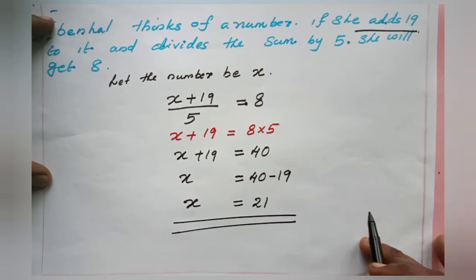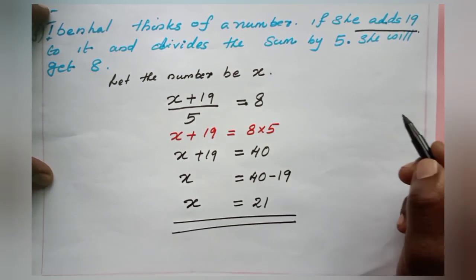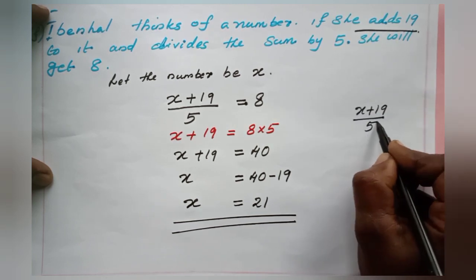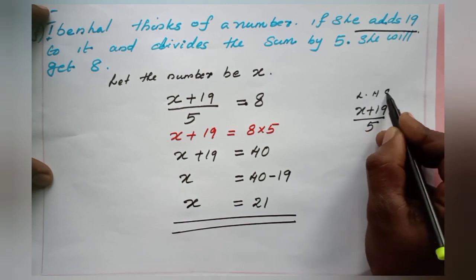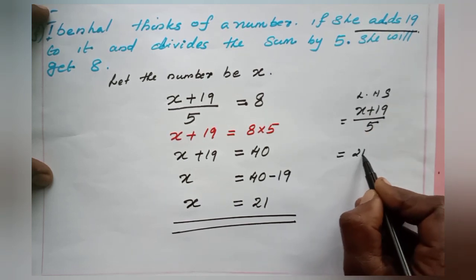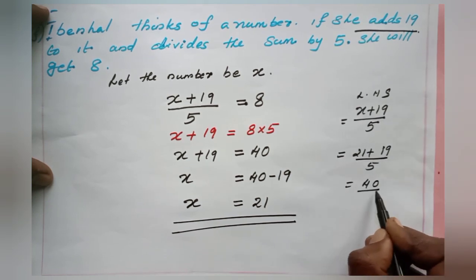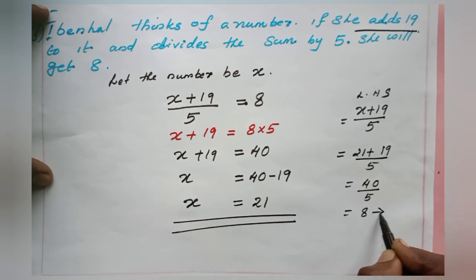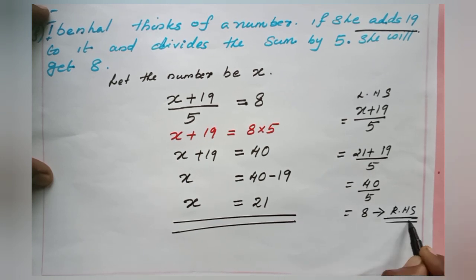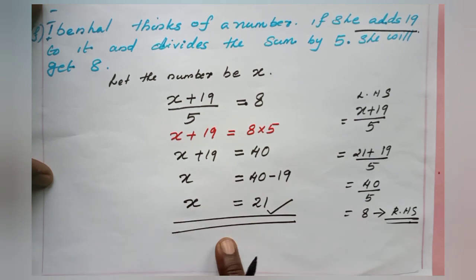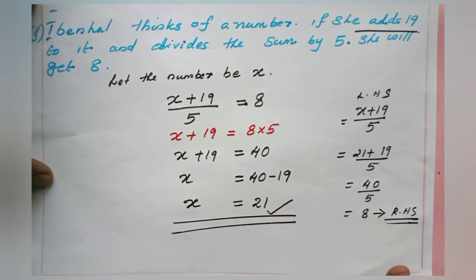To check whether this answer is correct, substitute x. Our equation is (x plus 19) by 5 on the left side. Substitute x equals 21: (21 plus 19) by 5, that is 40 by 5, equal to 8. That 8 is equal to the RHS. So this answer is correct. So Ekban thinks the number is 21. Understood, all of you?